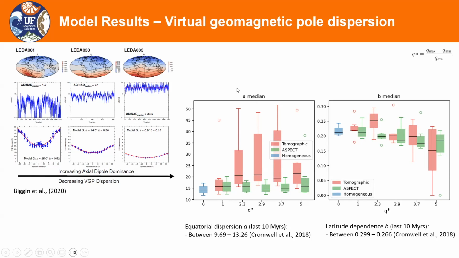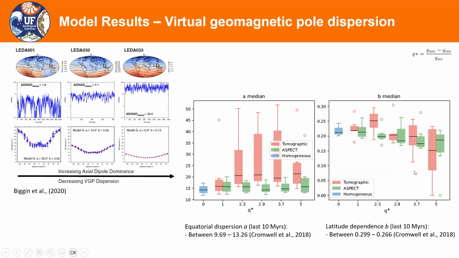When we look at the VGP dispersion at the equator, we can already see that there are big differences between tomographic and ASPECT. When we look at the tomographic data, then we can see that the VGP dispersion increases massively with increasing heat flux heterogeneity, which is not the case for simulations using the ASPECT heat flux.